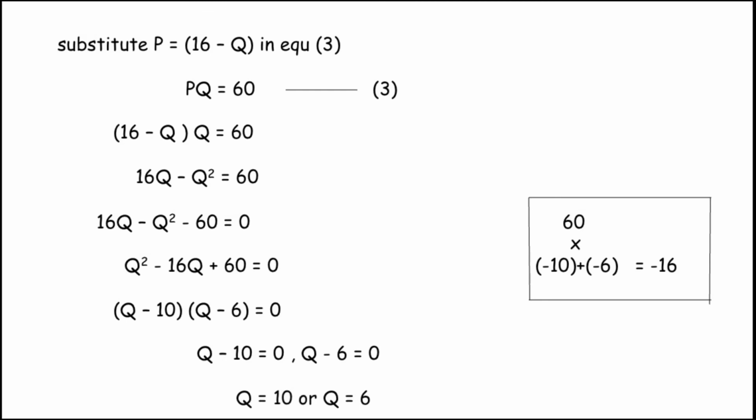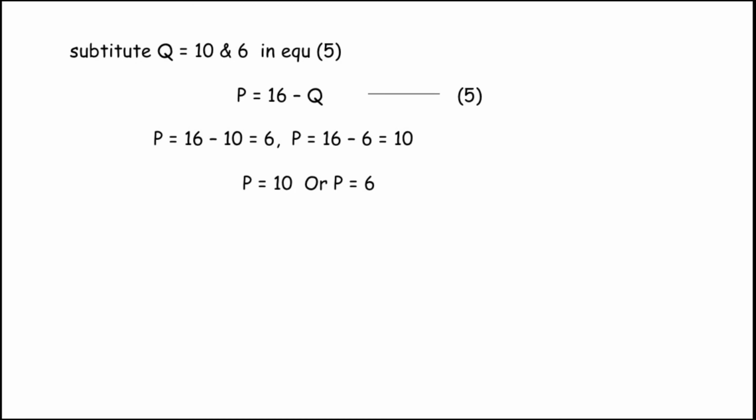Now I substitute both values in equation 5. Equation 5 was p equal to 16 minus q. I have to substitute the value of q in this. So p equal to 16 minus 10, it becomes 6. p equal to 16 minus 6, it becomes 10. So here also I get the values p equal to 6 and p equal to 10. The 10 and 6 are the same in both answers, p and q, so I get them as common values.